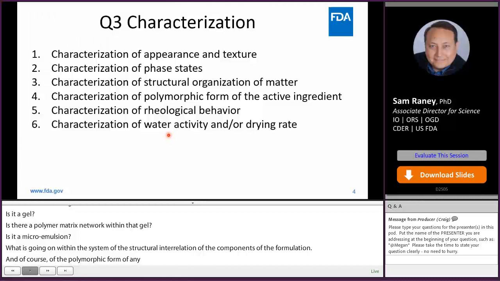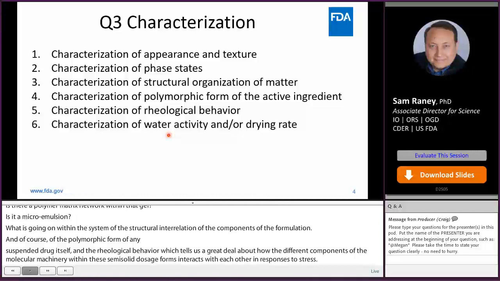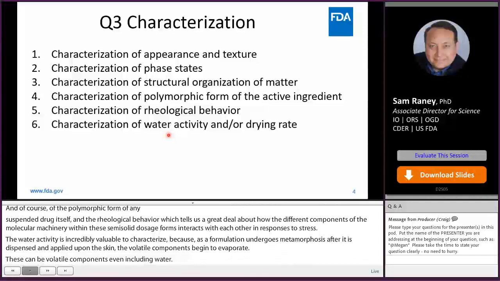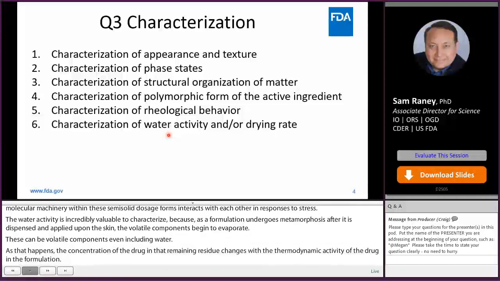Now, the water activity and drying rate is incredibly valuable to characterize because as a formulation undergoes metamorphosis after it's dispensed and applied upon the skin, the volatile components begin to evaporate, and these can be volatile components, even including water. And as that happens, the concentration of the drug in that remaining residue changes, and so does the thermodynamic activity of the drug in the formulation, and this has an incredibly powerful influence in many instances upon the drug delivery, that rate and extent to which the drug becomes available in the skin.